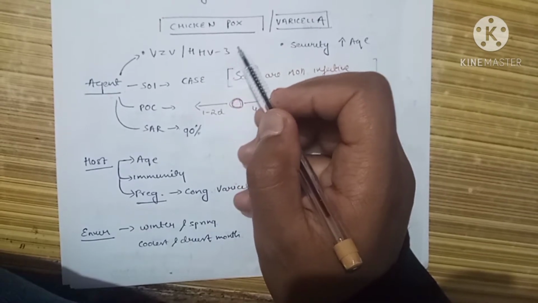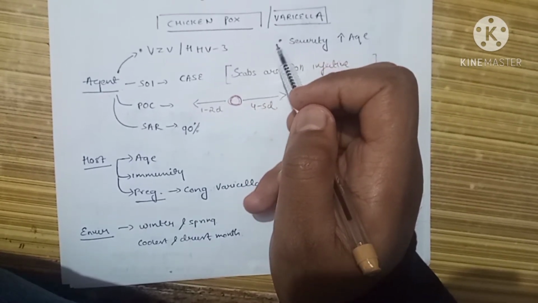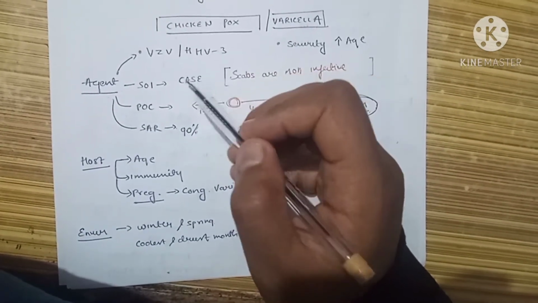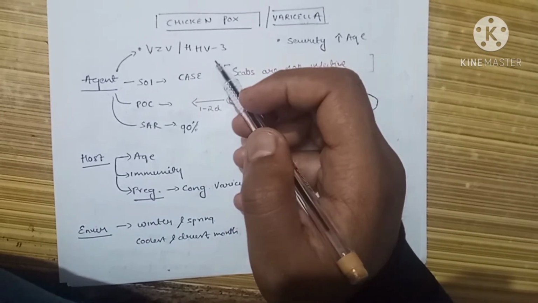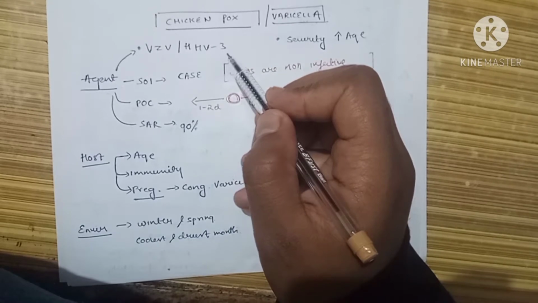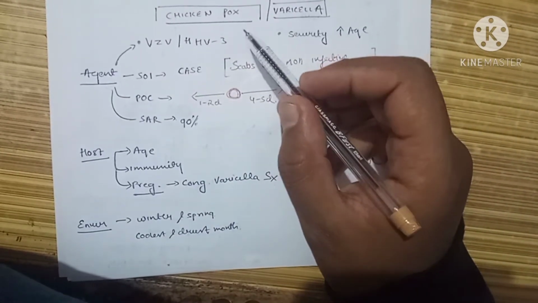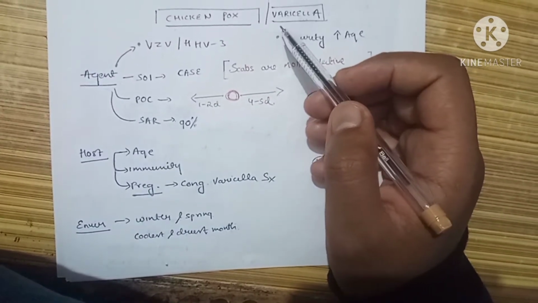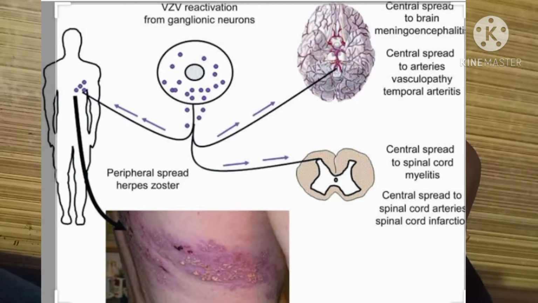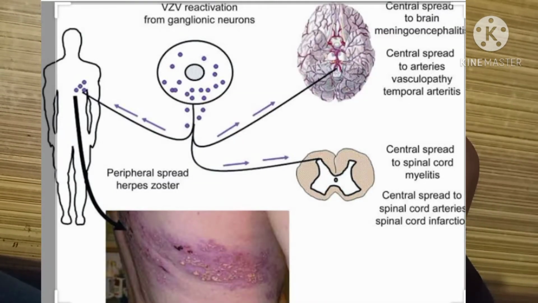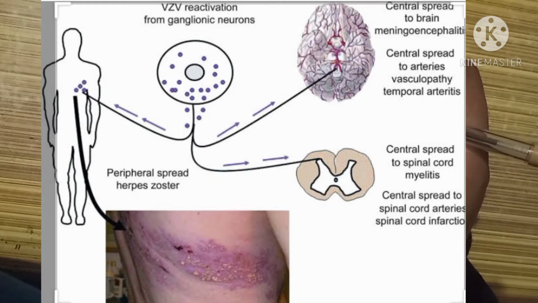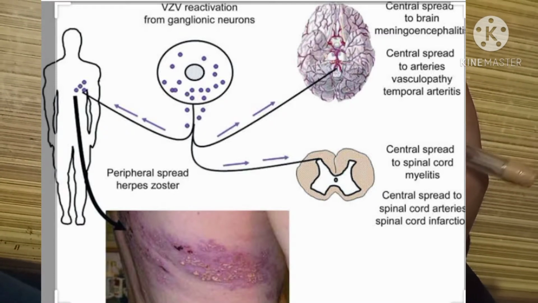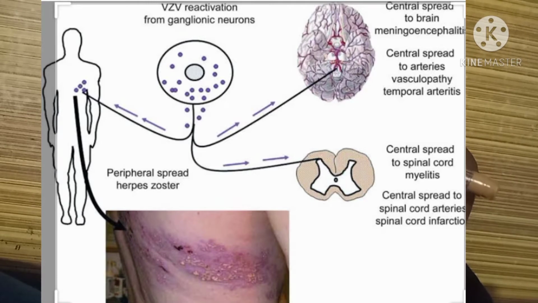Now there is a stark difference between chickenpox and varicella zoster. Okay, chickenpox is a condition that is a primary infection from varicella zoster virus, whereas varicella zoster is the reactivation of the disease which lies latent within the man. As you are seeing in this image, the disease has reactivated from the sensory ganglion. This disease has spread to the thoracic dermatome, and we are seeing a clear rash over there.